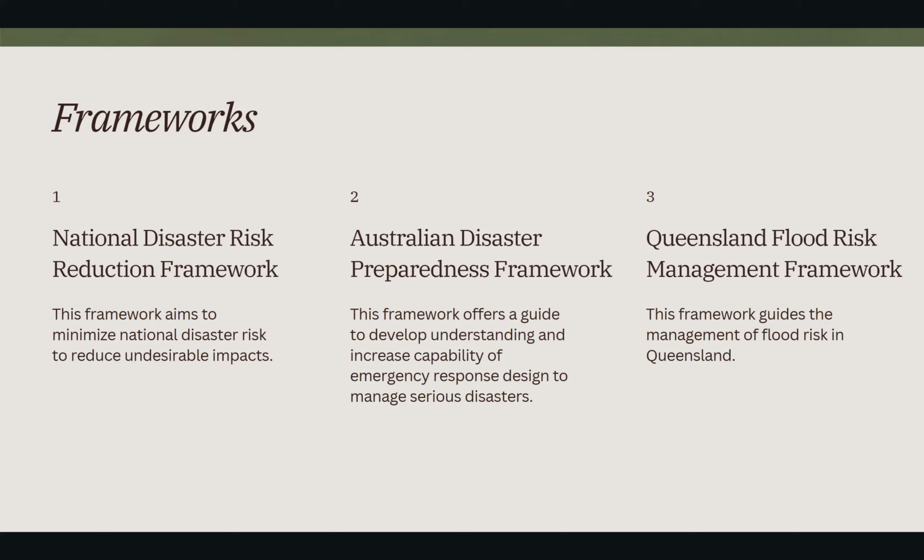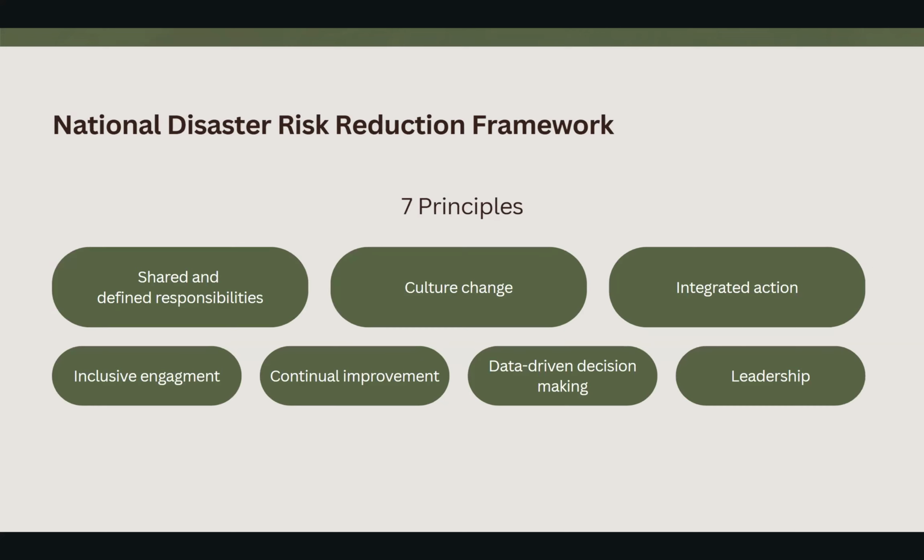So now comes to secondary research. We have three frameworks to introduce, which are the National Disaster Risk Reduction Framework, the Australian Disaster Preparedness Framework, and also the Queensland Flood Risk Management Framework. For the National Disaster Risk Reduction Framework, we have 7 principles to look at, which are shared and defined responsibilities, culture change, integrated action, inclusive engagement, continual improvement, data-driven decision-making, and also leadership.